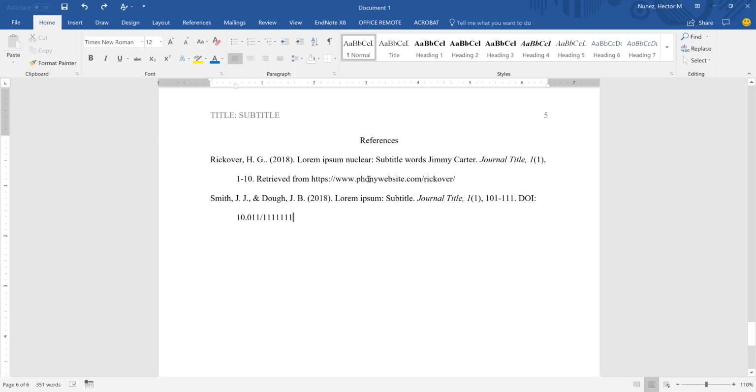Where I retrieve my source is important. I'm either going to have a DOI number, or I'm going to have a URL. If I have a URL, right after the page number, I'm going to have a period. It's going to say retrieved from, and then I'm going to put down my URL, or my website. And this will tell me that if I go to this website, I will find this article from this journal.